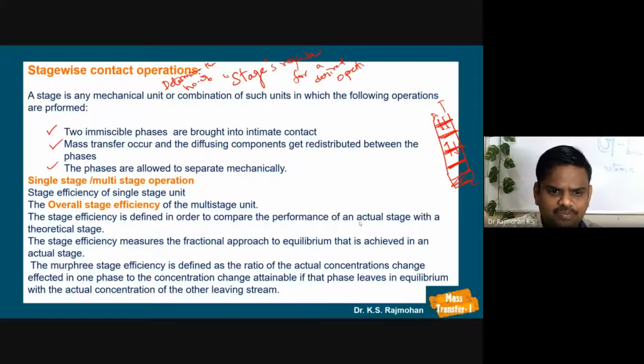Okay. And obviously when you have a single-stage operation or multi-stage operation, each stage will have its own efficiency, right? What is the meaning of efficiency? We are saying that one assumption made in all these gas-liquid convective mass transfer, one thing we have assumed, right?